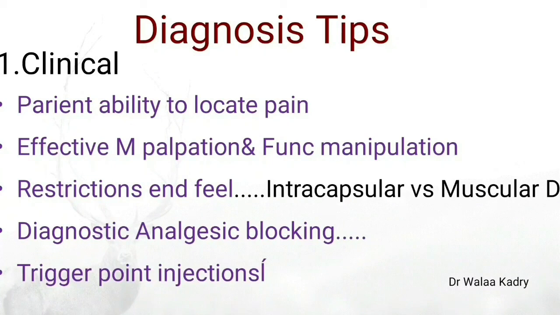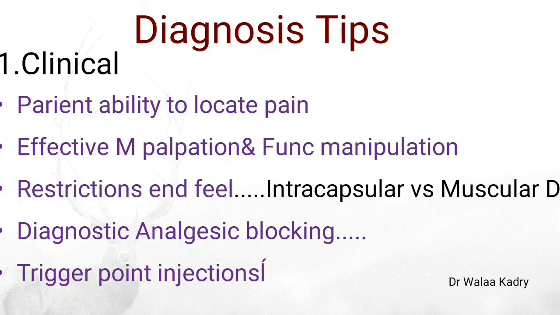Here are diagnosis tips that will help you achieve the final diagnosis. Number 1, clinically, when you take history from the patient, if you ask him to localize the pain, if the patient points with his finger to the TMJ rather than holding his cheek, it's an intracapsular disorder rather than a muscular disorder. Moreover, effective muscle palpation and functional manipulation will help you differentiate between the muscle disorder and intracapsular disorder.